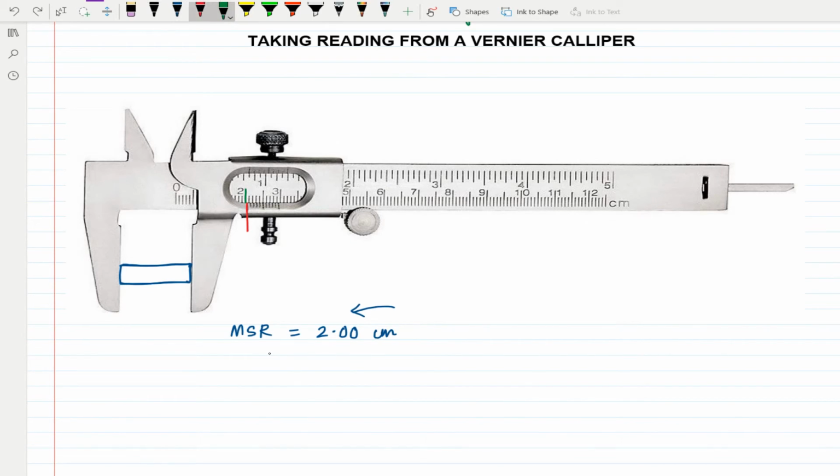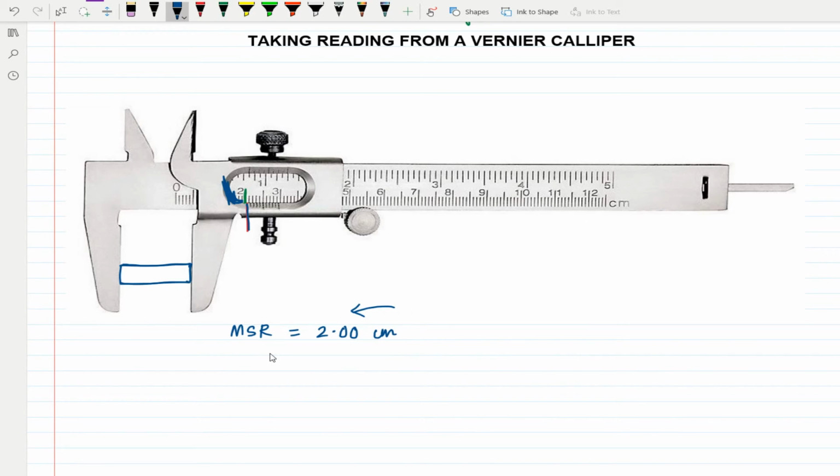Okay, note that a very common mistake which the students make is, instead of taking this green mark which I have drawn over here, that is the mark which the zero of the vernier has just crossed, they take this particular reading of the main scale, which is the first division visible from the vernier scale. No, you don't have to do this. You have to take the division which the zero of the vernier has just crossed. Not this part, not this part. So the main scale reading is 2 centimeter.